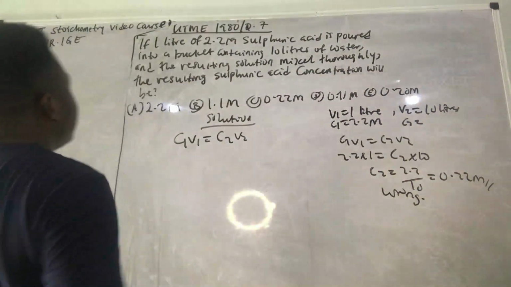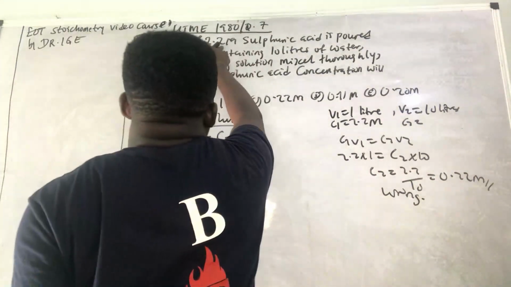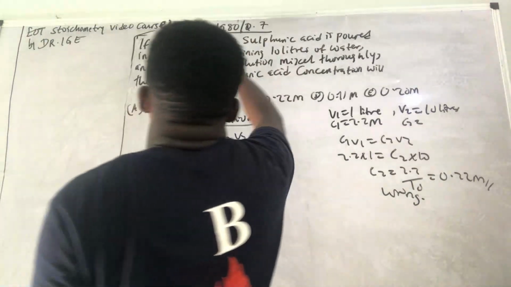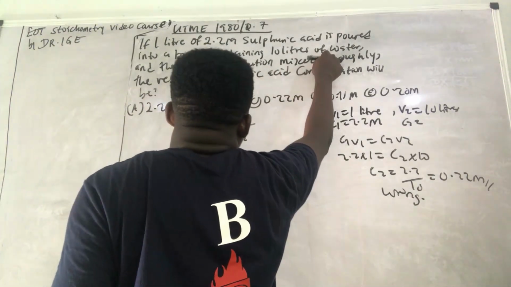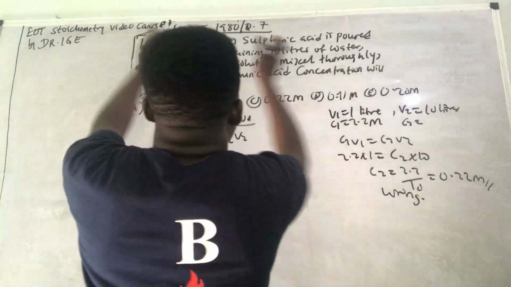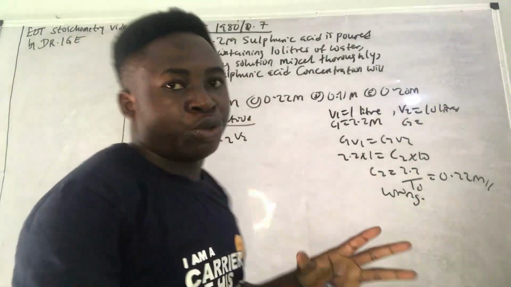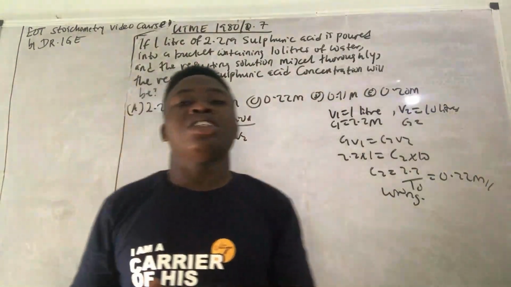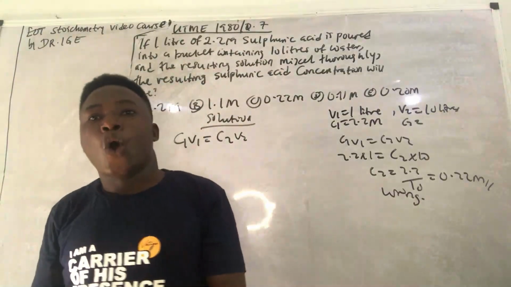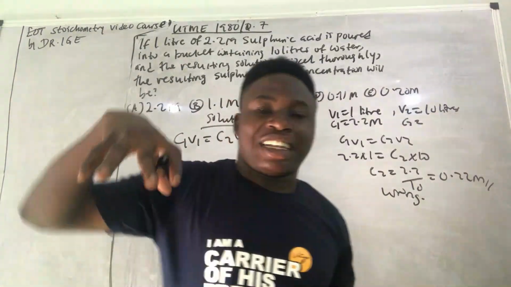Look at it. Now they say 1 liter of the acid. This was the initial solution. It's now poured into a bucket containing 10 liters of water. So if it's poured into it and it's now mixed, it means the 1 liter of the acid has mixed with the 10 liters of water. So the resulting solution is now 11 liters of this acid that has been dissolved.